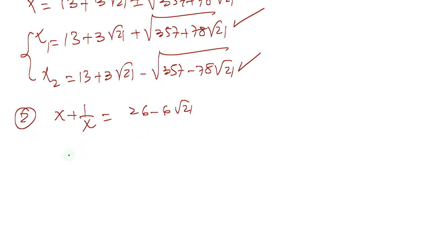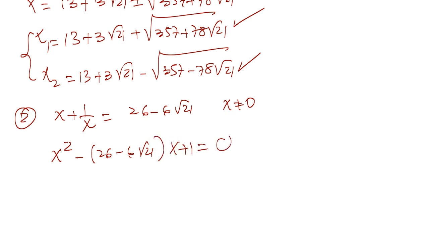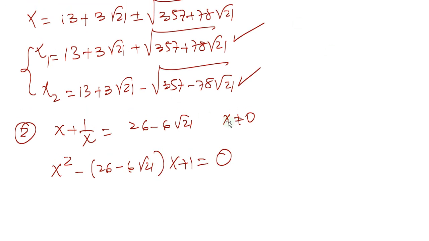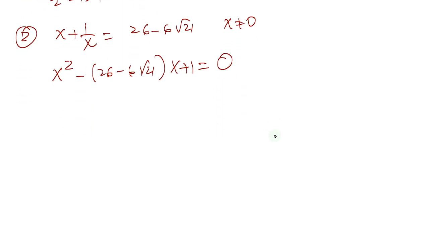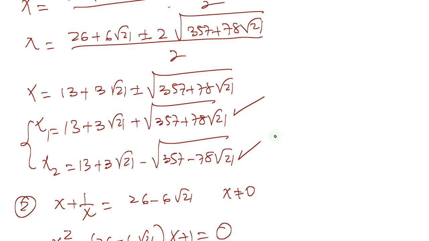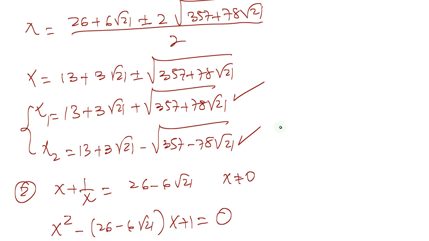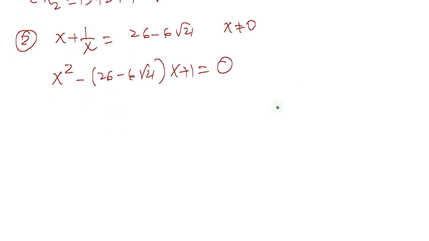So following the same steps, guys, from here we're going to have x squared, considering x different from 0, x squared minus 26 minus 6 square root of 21, x plus 1 equals 0. And following the same steps we followed before, guys, the difference is just going to be inside this square here, right? So let's solve quickly here.